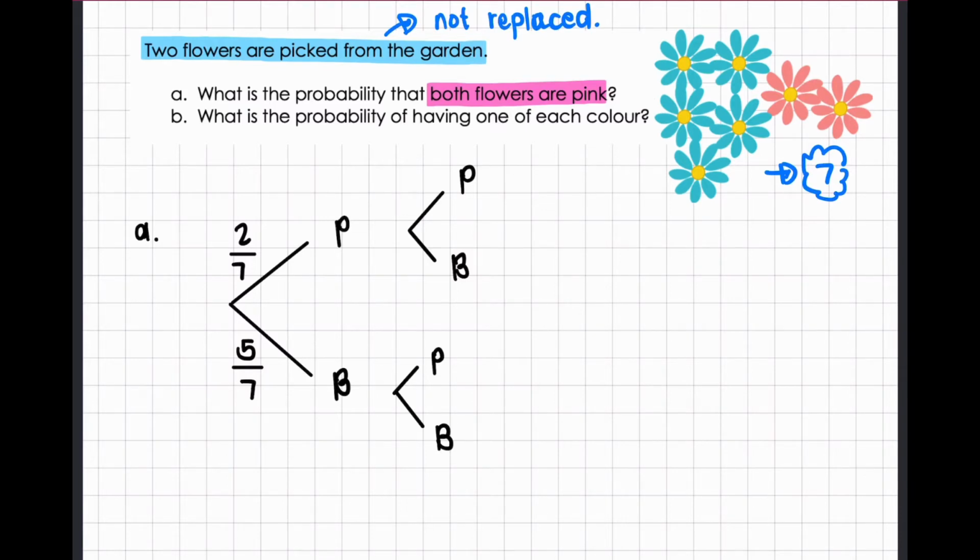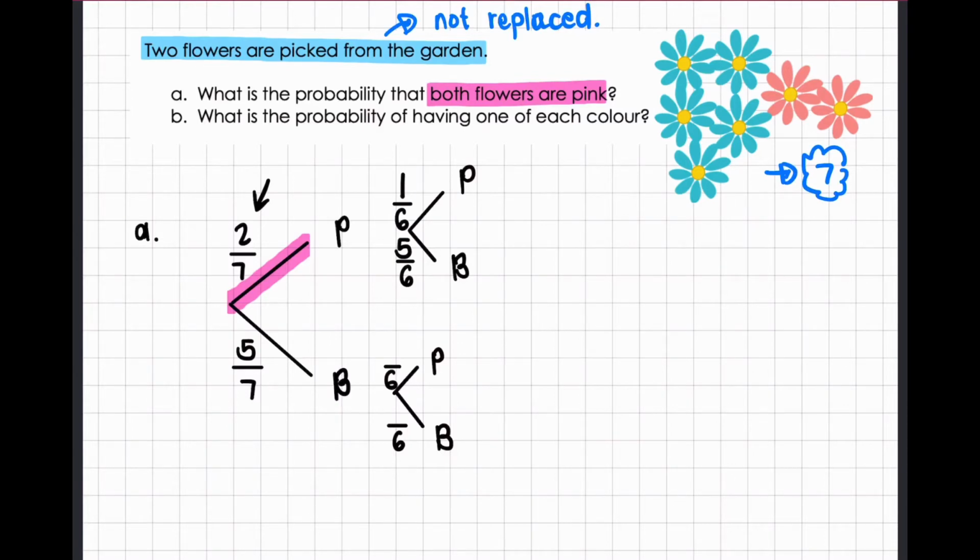However, once I've picked my first flower, the number of flowers I have to pick from decreases by 1 flower. Irrespective of what color my first flower was, for my second flower I now only have 6 flowers, because there were 7 flowers, I've picked a flower, so now I have 6 flowers. So if I follow the tree diagram and say I picked a pink flower first, I had 2 pink flowers to choose from, but now I've already picked a pink flower, so that means I only have 1 pink flower left. However, if I picked a pink flower first, that means that I still have my original 5 blue flowers to pick from.